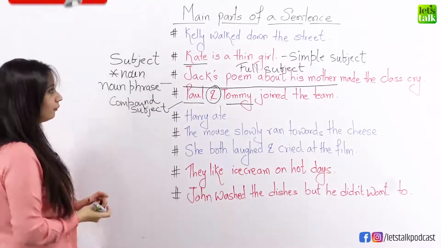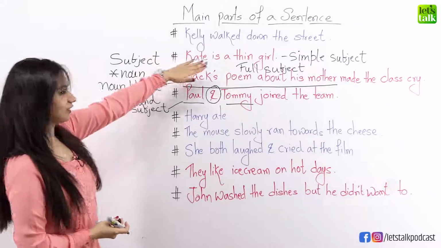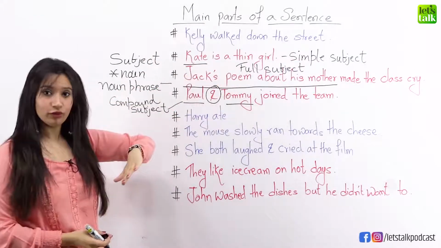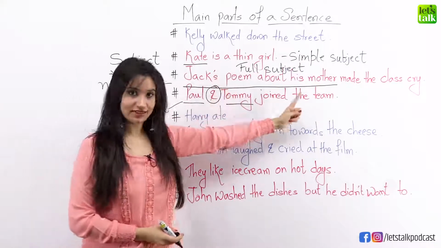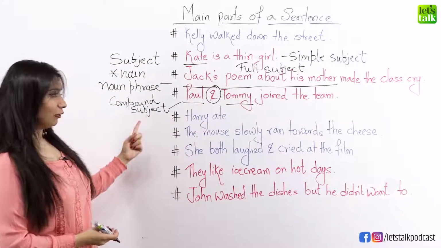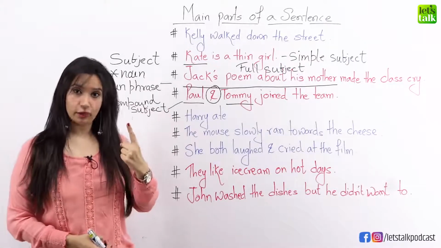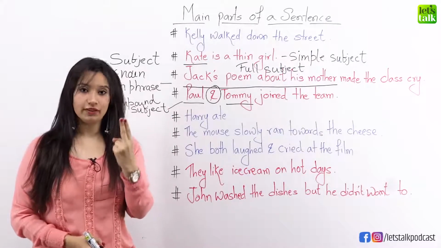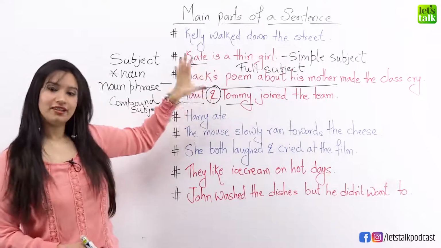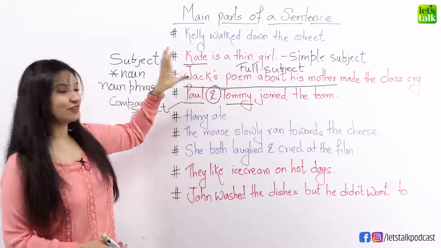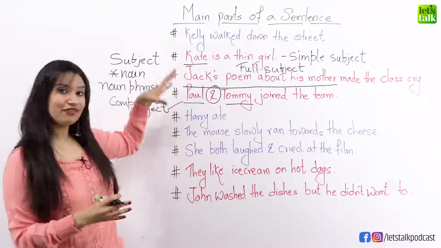Just to help you remember, this is a simple subject where we have just a noun, all right? This is a full subject where we have a noun phrase. And here we have the compound subject where we have more than one noun, which means two nouns joined together using an and. Great. So this is where we have looked at a subject, which is a very important part of a sentence.